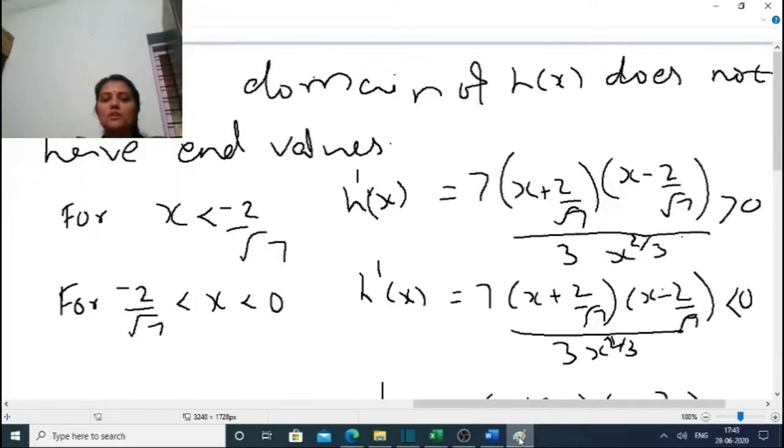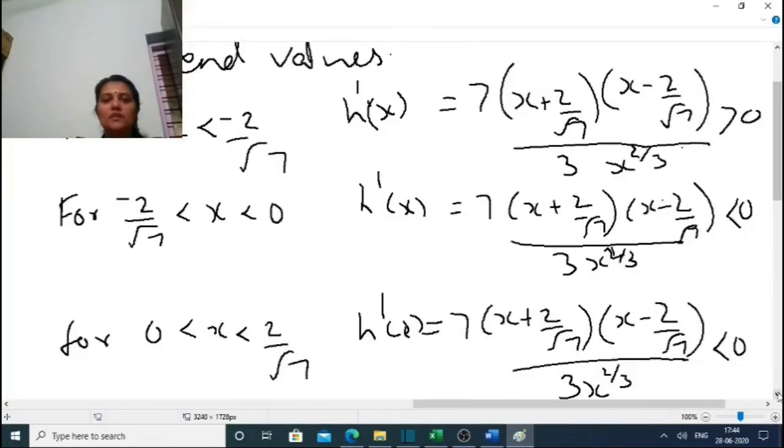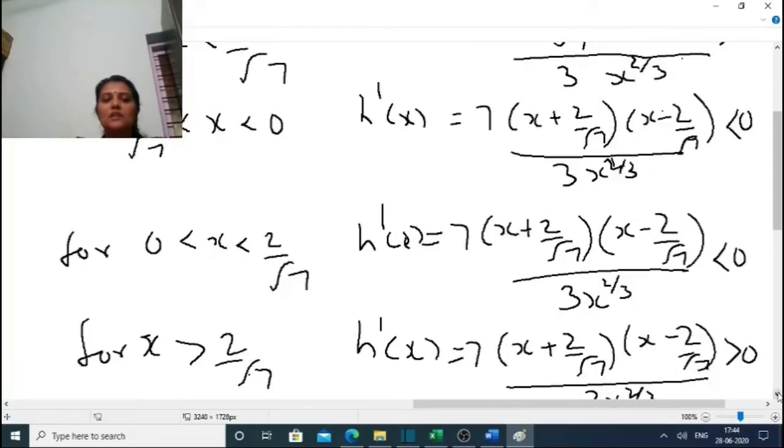For minus 2 by root 7 less than x less than 0, h dash x equal to, denominator anywhere positive. First term will be positive, second term will be negative. So this will be positive into negative, this will be negative. And for 0 less than x less than 2 by root 7, h dash x equal to 7 into x plus 2 by root 7 into x minus 2 by root 7 by 3 x raised to 2 by 3.